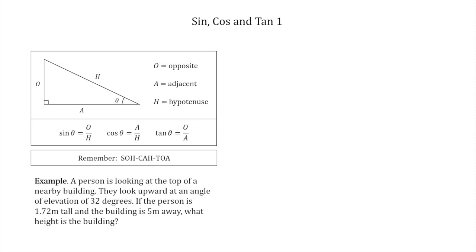Okay, so let's try straight away applying this to a problem. A person is looking at the top of a nearby building. They look upward at an angle of elevation of 32 degrees. If the person is 1.72 meters tall and the building is 5 meters away, what height is the building? There's a lot of information there, so let's try drawing a diagram. It's always good advice to try drawing a diagram on a bit of paper.